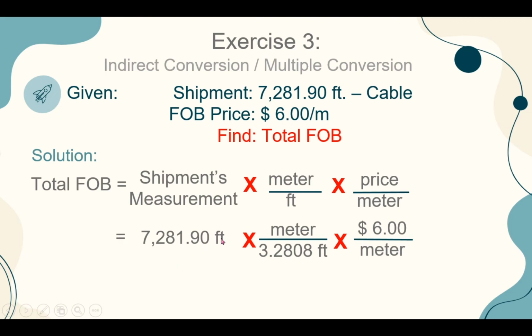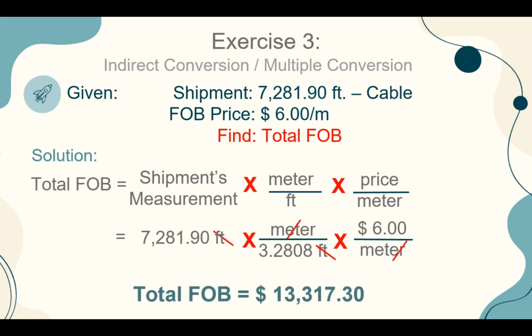And then, para makancel out natin yung feet, i-convert natin siya into meter. Ilan ba ang feet sa isang meter? So, 3.2808 feet. And then, i-multiply natin siya dun sa price per meter. Kaya natin siya i-convert into meter. So, $6 per meter. And then, cancel out natin yung same units. Feet over feet, cancel out. And then meter. And then the answer is $13,317.30. Alright? Yan yung total FOB natin.